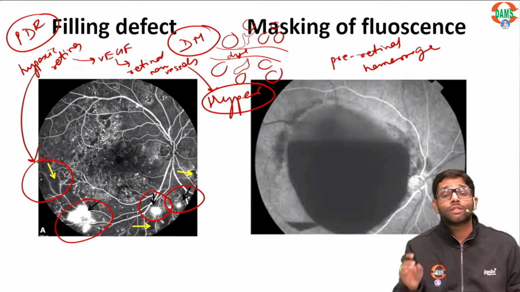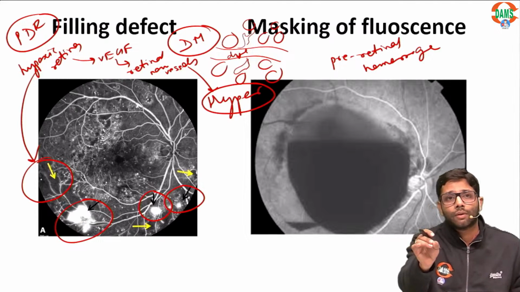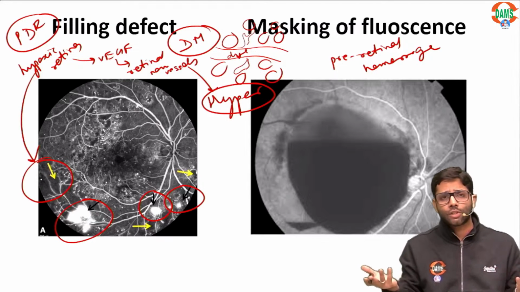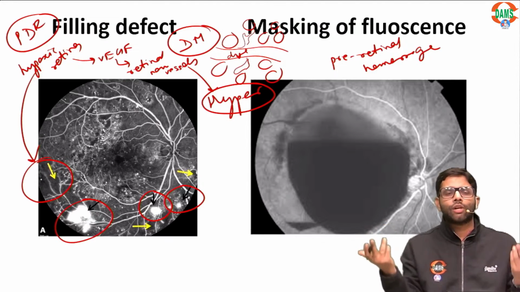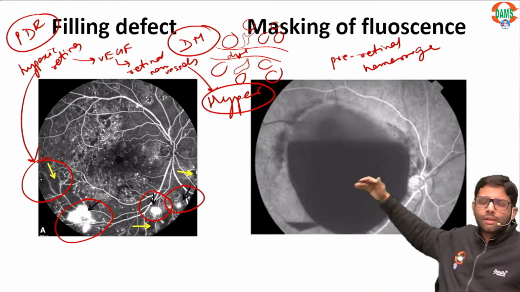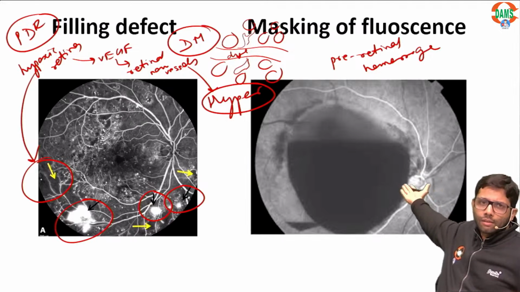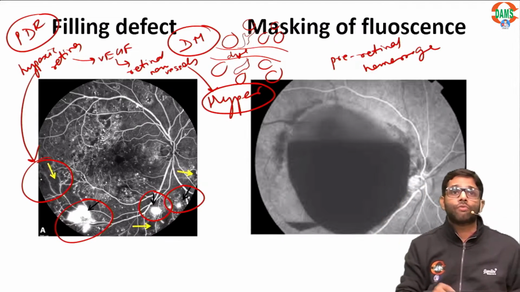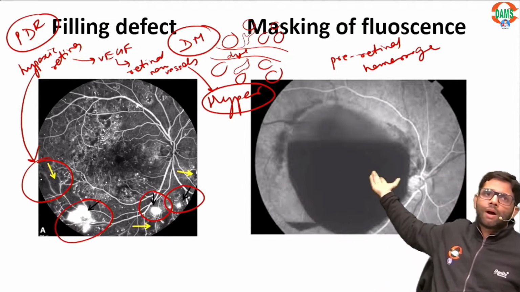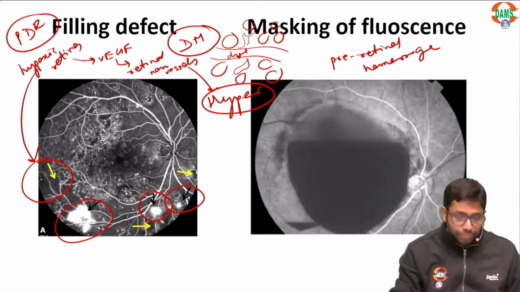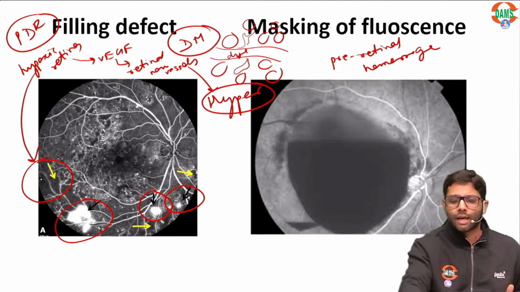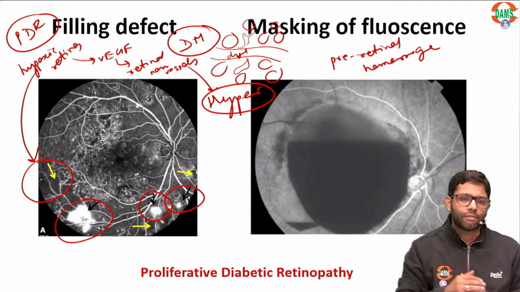hypofluorescence. Because when the dye comes into any hemorrhage, it loses a fluorescence property. And if there is no fluorescence property, no emitting of higher wavelength. So any hemorrhage will be hypofluorescence. Here it is masking the choroidal and retina structure. That's an example of hypofluorescence. Filling defect, ischemic retina, any hemorrhage will mask the fluorescence, that is pre-retinal hemorrhage. So I gave you example of hyperfluorescence and hypofluorescence. This is, I told you, proliferative diabetic retinopathy stage.